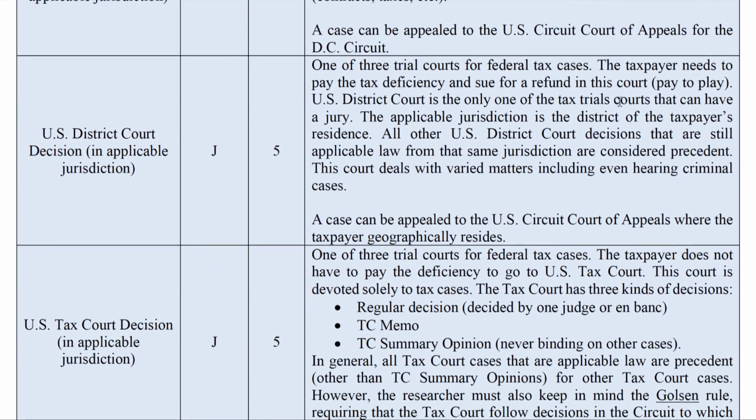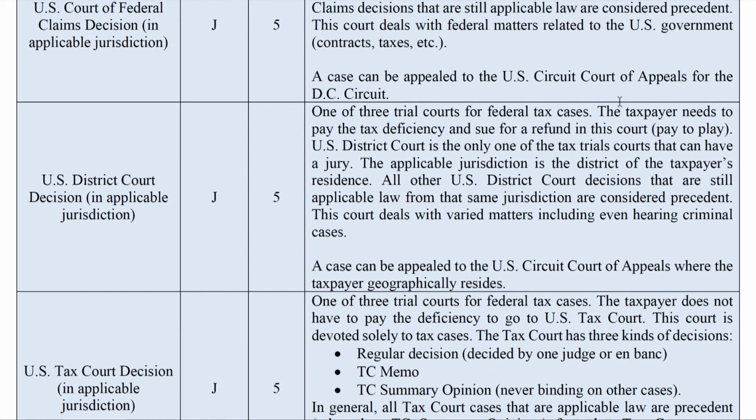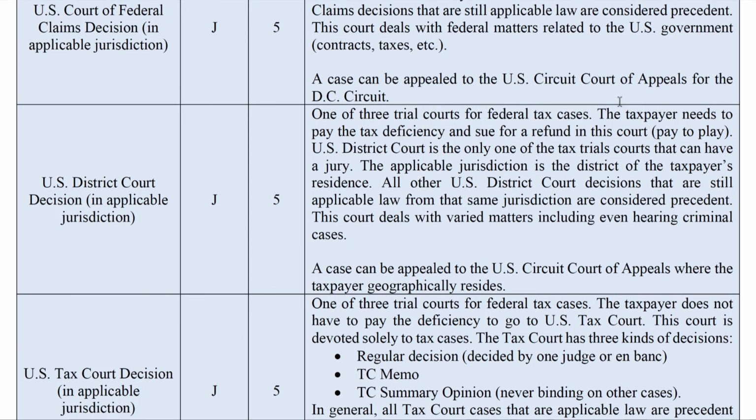There are 3 different trial court levels, and I'm not going to go into the specifics of why you might pick one jurisdiction over the other. But let's just say, assuming that all 3 are applicable, I gave them all a 5, the lowest level of the 1 through 5 scale. We've got the U.S. Court of Federal Claims, we've got the U.S. District Court, and we've got the U.S. Tax Court, okay?